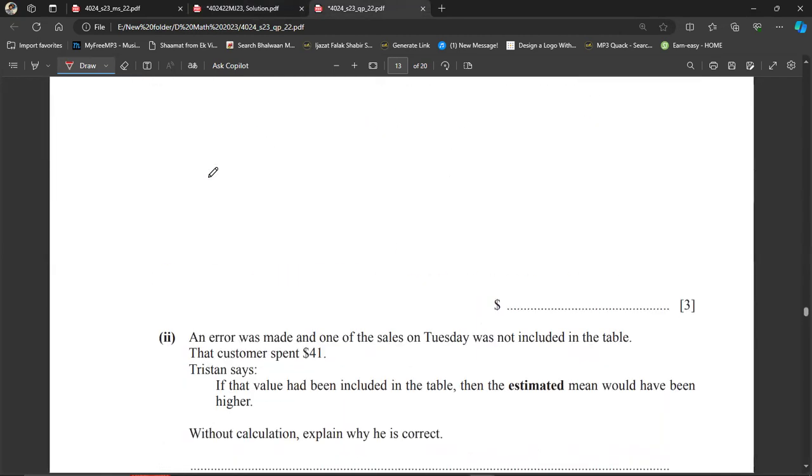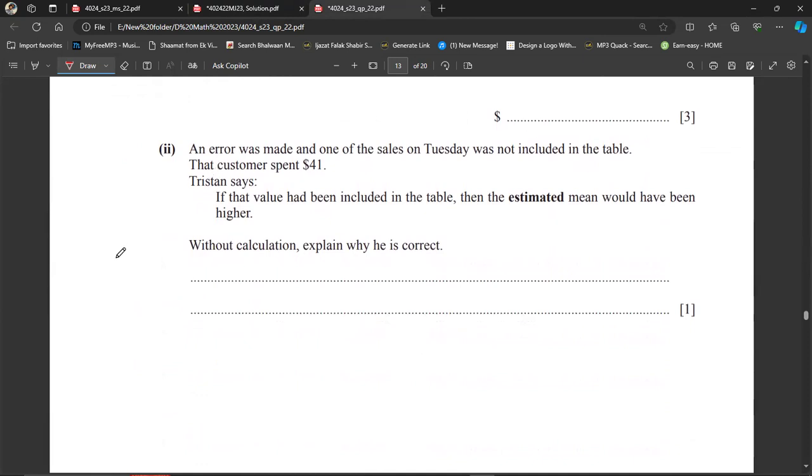And its B part, its second portion. An error was made and one of the sales on Tuesday was not included in the table. That customer spent $41. Tristan says if that value had been included in the table, then the estimated mean would have been higher. Without calculation, explain why he is correct. It's a 1 mark question.